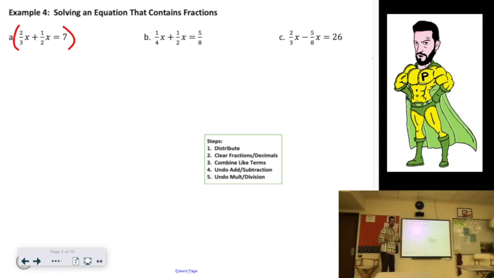The smallest number that 2 and 3 both go into is 6. So you can use any number that 2 and 3 go into, and it'll clear the fractions. You could use 6,000. You could use 6,009, sure. But 6 is the smallest one that they go into.